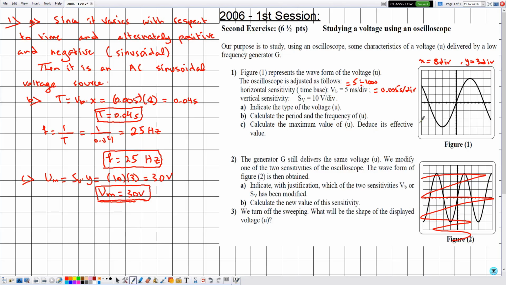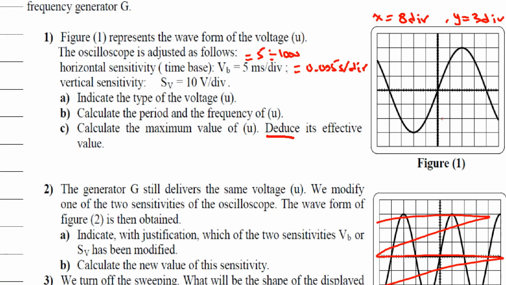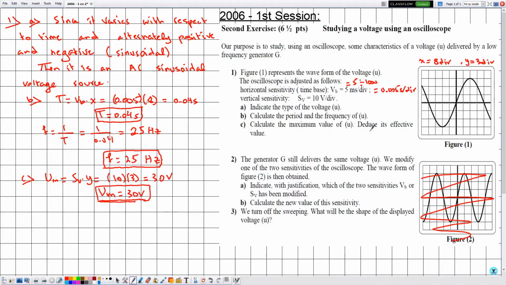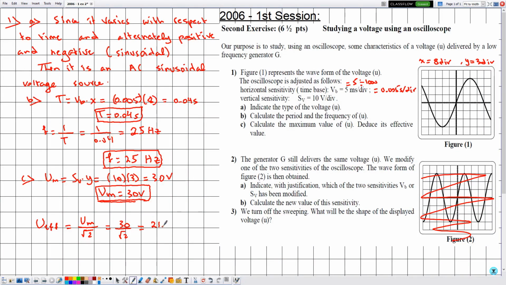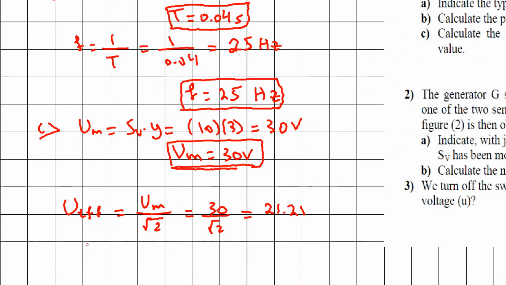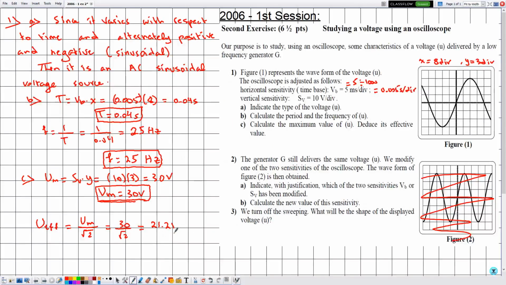Now in the same part they are telling me deduce its effective value, and deduce means that we need to use the part just previously before. In this part we have determined the maximum voltage. We can deduce the effective voltage because we know that the effective voltage is defined to be the maximum voltage divided by square root of 2. Now the maximum voltage is given by 30. They didn't give me the value of square root of 2. Now plugging this fraction on the calculator, it will give me 21.21. Since the maximum voltage is in the SI, which is volts, then the value of U effective will be volts. So the effective voltage is given by 21.21 volts.